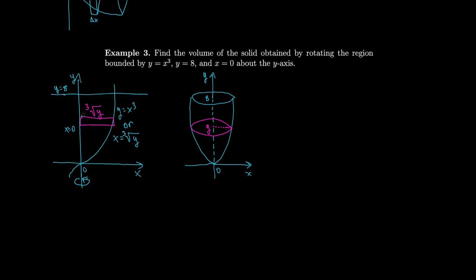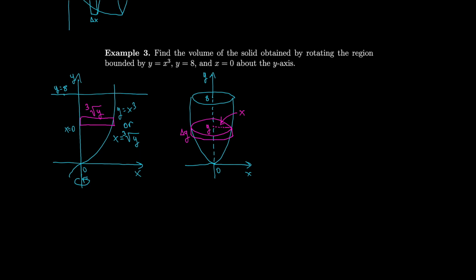The radius is this thing. So this is the radius. It's going to be the x value, which we said is cube root of y. And then this thing is three-dimensional still, so it has a tiny little thickness, delta y. Because we're stacking these up vertically about the y-axis, each thickness for each of these little discs, each of these little cylinders, is a tiny change in y.